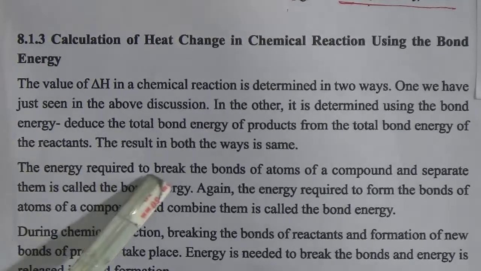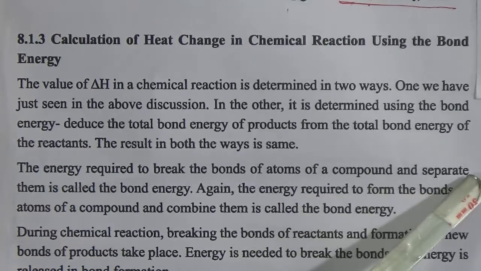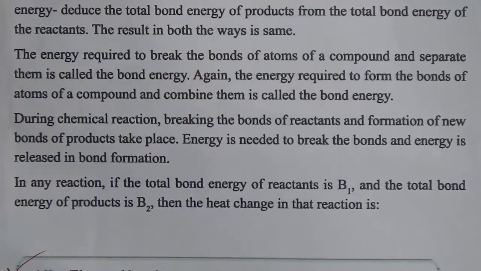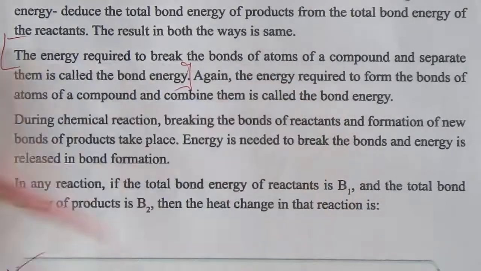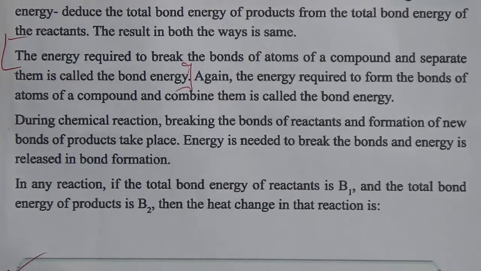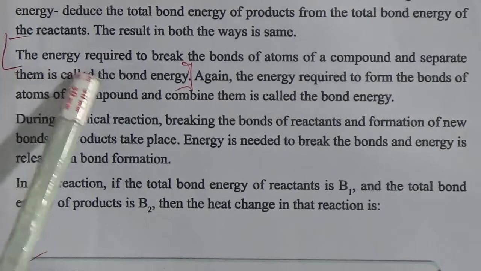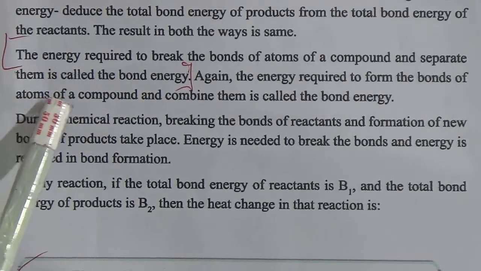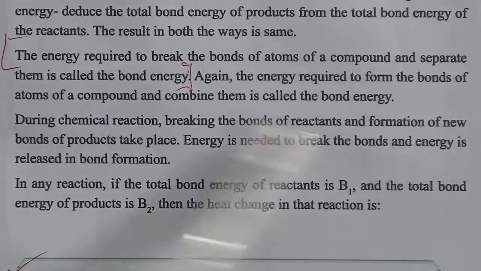The energy required to break the bond of atoms of a compound and separate them is called the bond energy. This is the definition of bond energy. We got these things also in our previous part. Again, the energy required to form the bond of atoms of a compound and combine them is also called the bond energy.